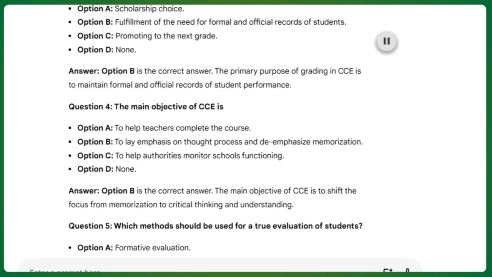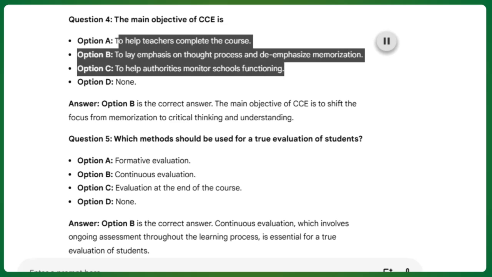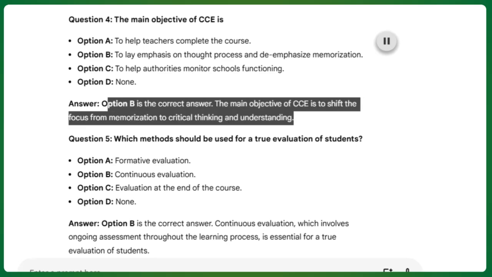Question 4. The main objective of CCE is: Option A. To help teachers complete the course. Option B. To lay emphasis on thought process and de-emphasize memorization. Option C. To help authorities monitor schools' functioning. Option D. None. Answer. Option B is the correct answer. The main objective of CCE is to shift the focus from memorization to critical thinking and understanding.